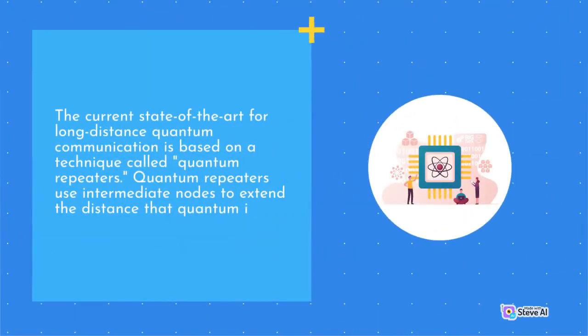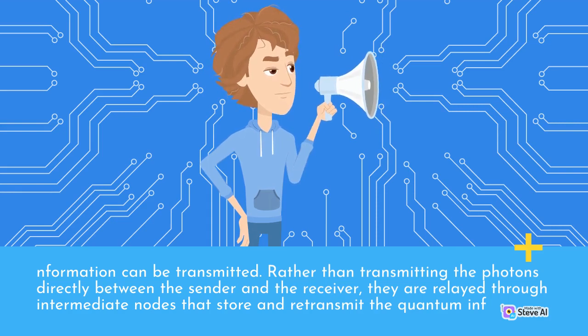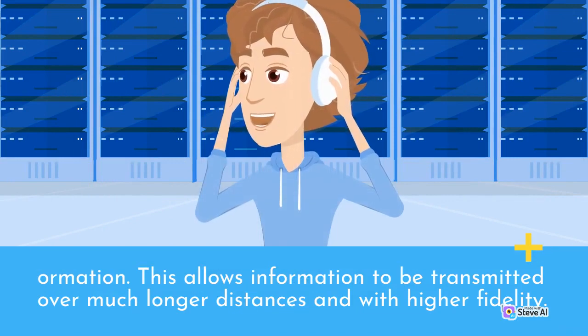The current state-of-the-art for long-distance quantum communication is based on a technique called quantum repeaters. Quantum repeaters use intermediate nodes to extend the distance that quantum information can be transmitted. Rather than transmitting the photons directly between the sender and the receiver, they are relayed through intermediate nodes that store and retransmit the quantum information. This allows information to be transmitted over much longer distances and with higher fidelity.